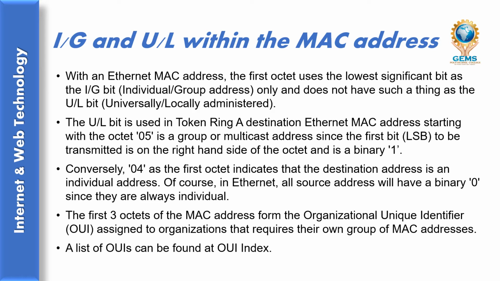Conversely, 04 as the first octet indicates that the destination address is an individual address. Of course, in Ethernet, all source addresses will have a binary 0 since they are always individual. The first three octets of the MAC address form the organizational unit identifier, assigned to organizations to require their own group of MAC addresses. A list of OUIs can be found at the OUI index.